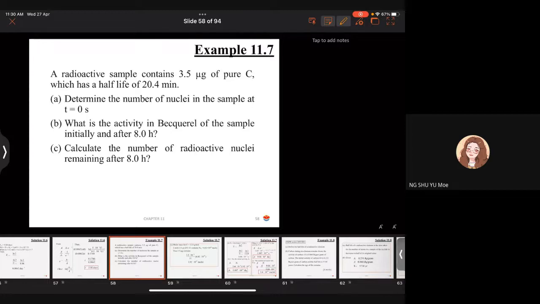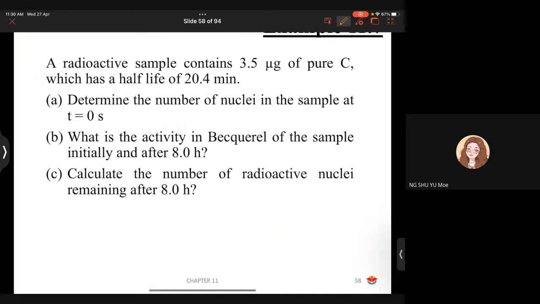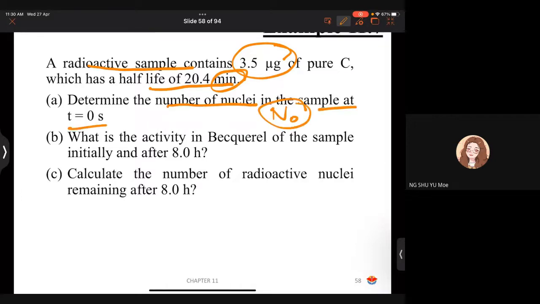Yang ini awak tak boleh direct terus sebab ini dia bagi you dalam unit gram. Dia kata radioactive sample masa mula-mula ni. Ini bukan anode, ini mass original. Pure carbon dia bagi half life adalah minit. Determine number of nuclei. So dia suruh cari N naught of the sample when T is 0.